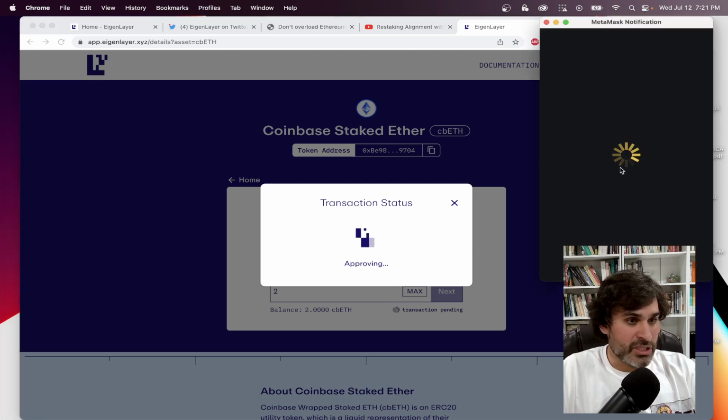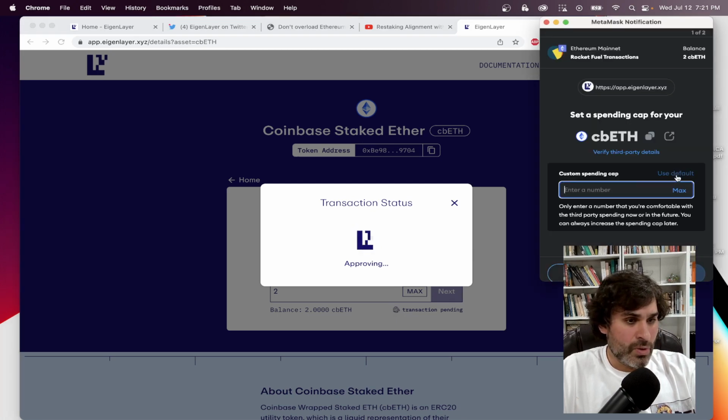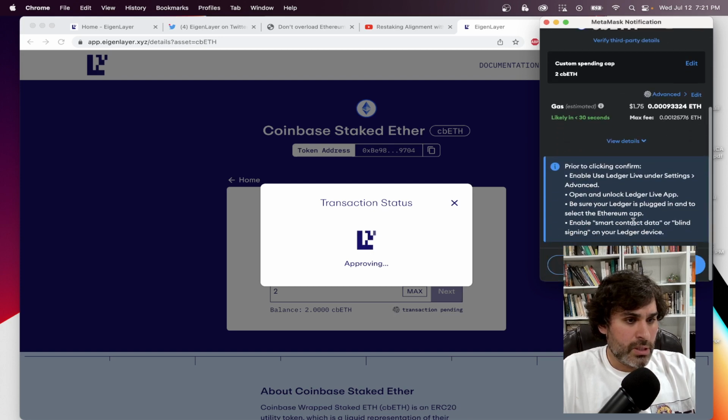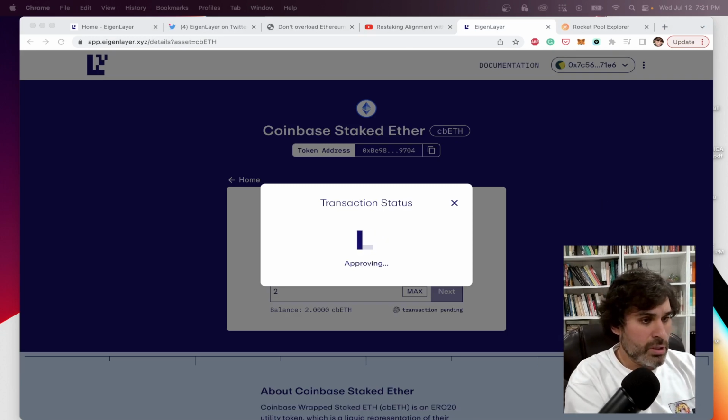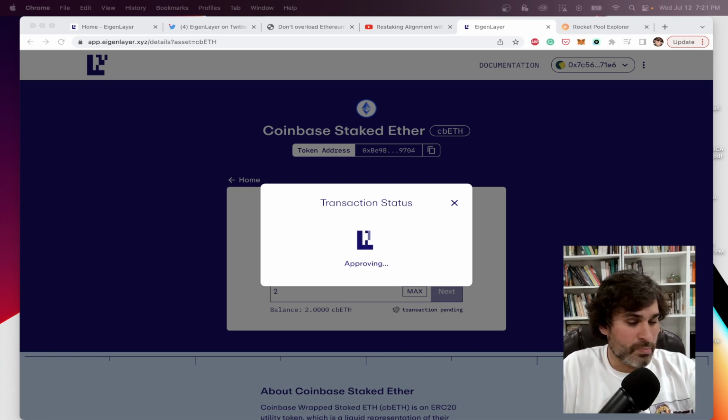It brings up the transaction on MetaMask. So I want to use the maximum amount. Next, and then I approve that. So that again, I need to approve that on my ledger. It just takes a second. Okay, now that is approved. Well, it will be approved in a second when it goes through. Let's see. Yeah. So okay, that's done.